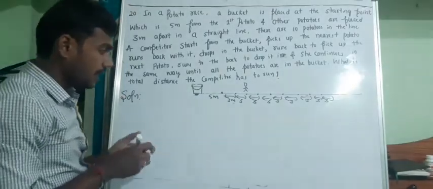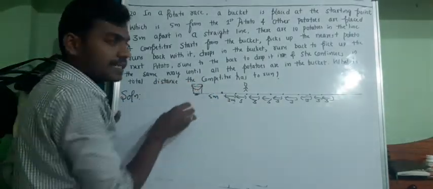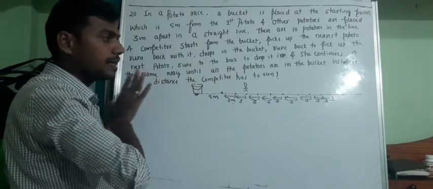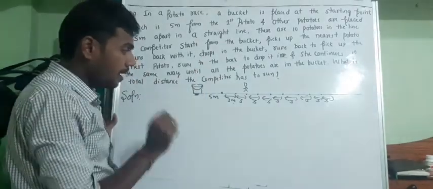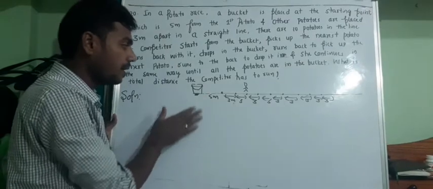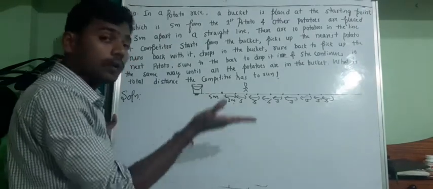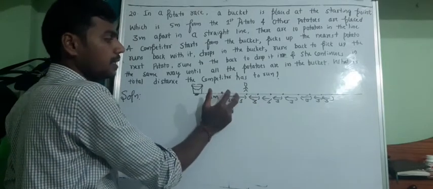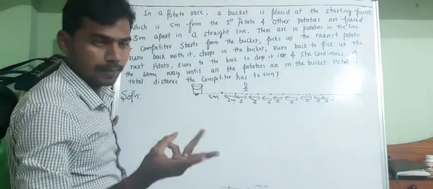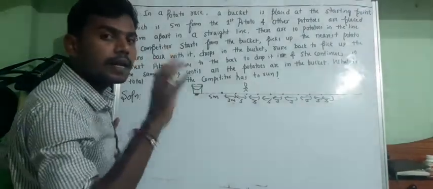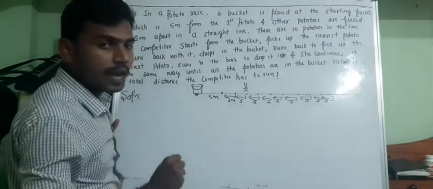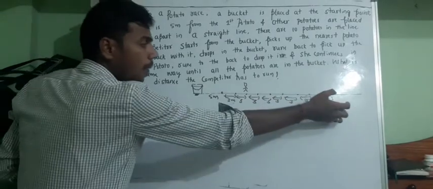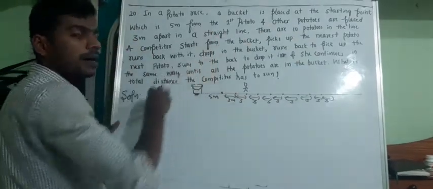See, basically it is a potato race. The bucket is kept at the starting point. The 10 potatoes are placed at 10 distinct points, but the first potato is kept at 5 meters from the starting point, and the next potatoes are kept 3 meters apart. So after 5 meters, the distance between two consecutive potatoes is 3 meters. How many such potatoes are there? 10 such potatoes. So what we need to calculate? The distance travelled by this competitor to drop all the potatoes into the bucket.